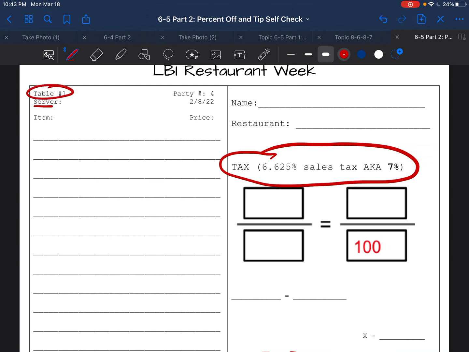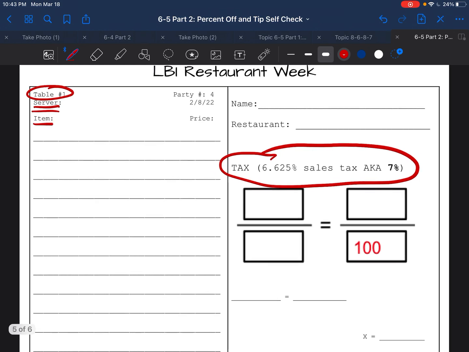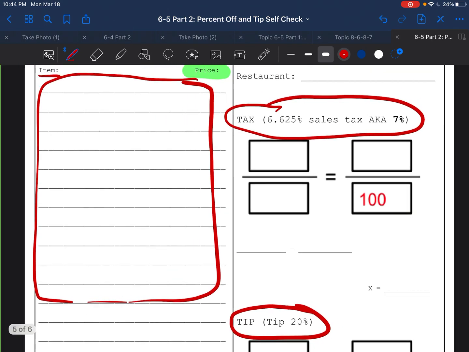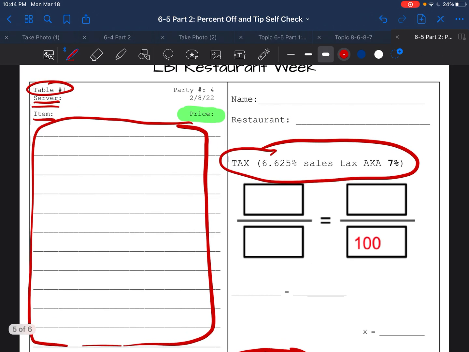It has your table, the server, you can write who is serving you that day, and then you're going to write your items. So you're going to look at the menu and pick an appetizer, an entree, and a dessert. Okay, and you're going to write those menu items right here with their price. Don't forget the prices because that's important. Okay, then what you are going to do is find the tax on it. The menus that you are going to be seeing have a couple different things that you can get, and you are going to write all of those there.